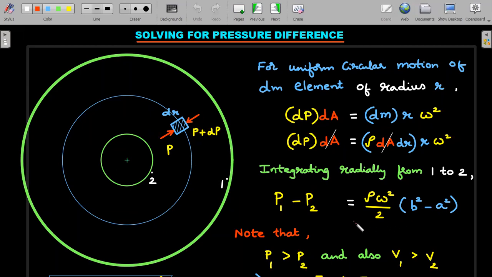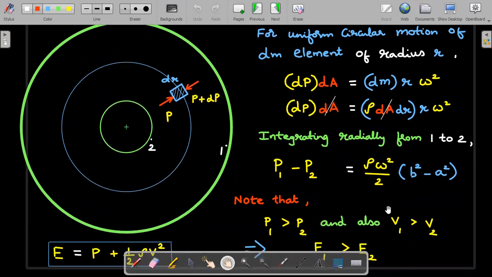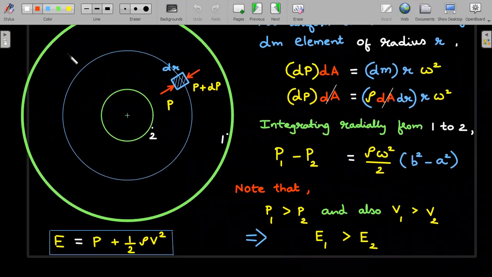But you notice something very clear here. Since P1 is already greater than P2, and for the same omega at 1 and 2, since 1 is at a larger distance, you realize the velocity of the fluid element at 1 is more than at 2. This is slightly concerning for students who would have thought that Bernoulli's equation is applicable between 1 and 2. Remember, this is all a horizontal diagram, therefore there are no gravity effects.